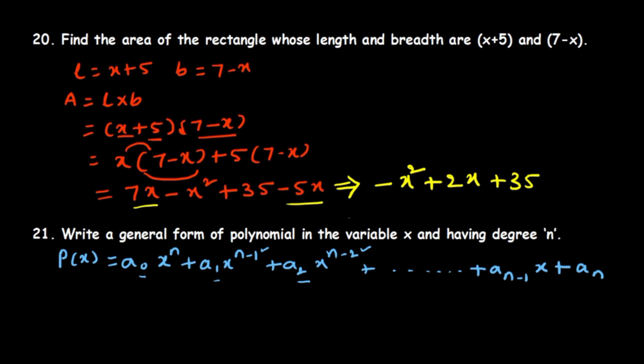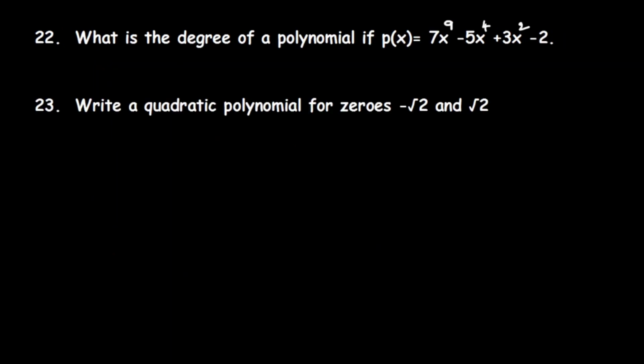The next one: what is the degree of the polynomial? You know very well, children, the degree of the polynomial means the given highest power. Here the power is 2, this power is 4, this power is 1. So no doubt 9 is the degree of the polynomial.